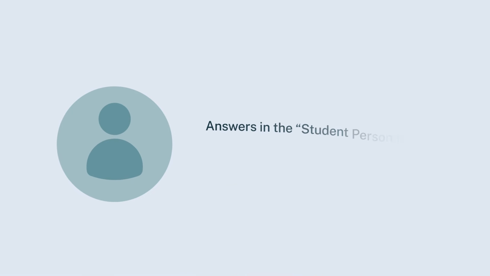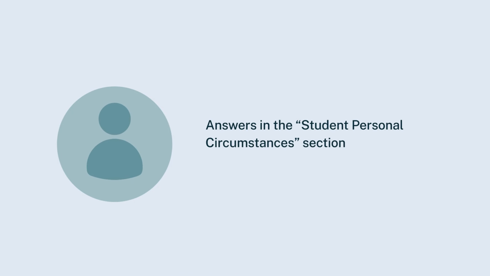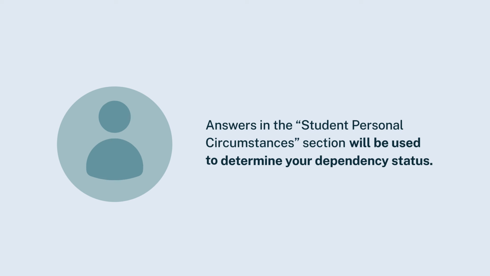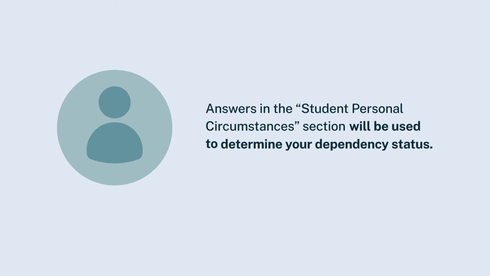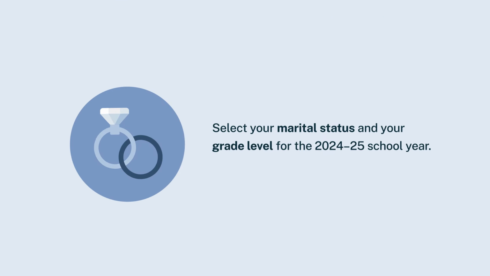The series of questions and the information you provide in this section will determine your dependency status. If you're a dependent student, it will also help you identify which parent contributors to invite into your FAFSA form. First, you'll be asked to select your marital status and indicate what your grade level of college, career school, or trade school will be for the 2024-25 school year.